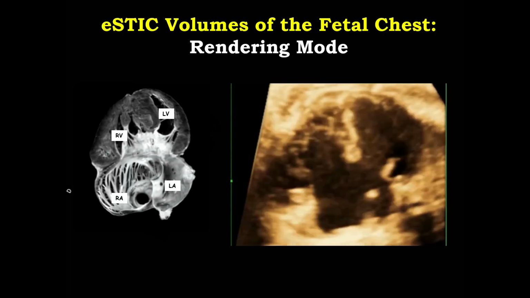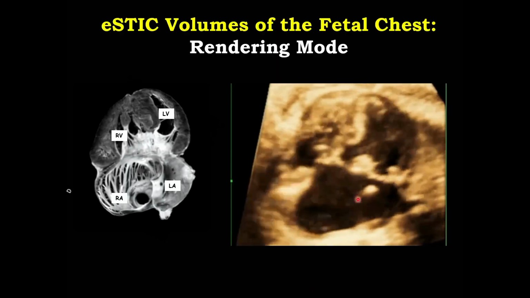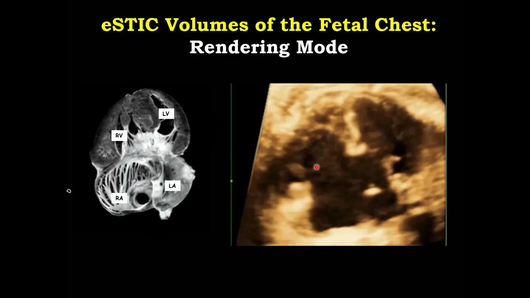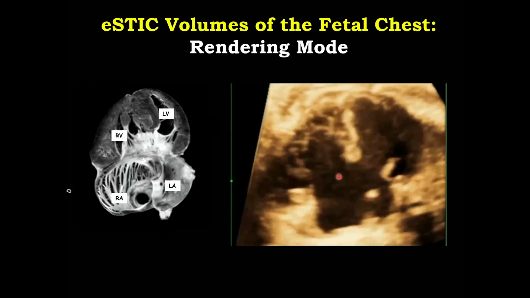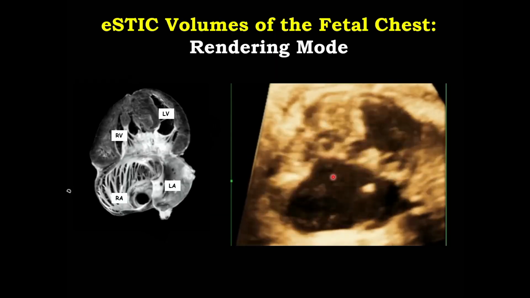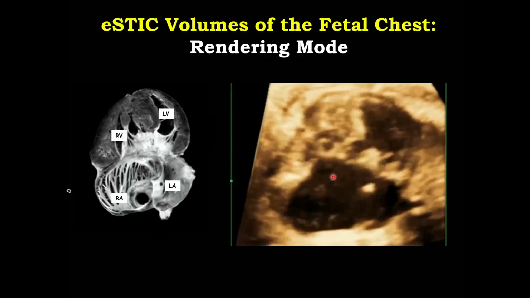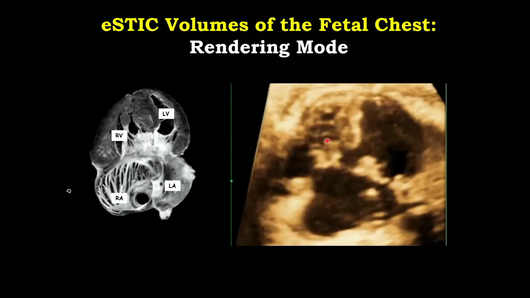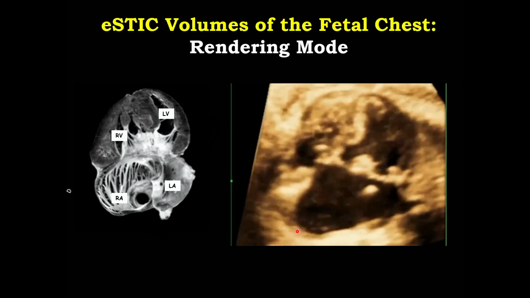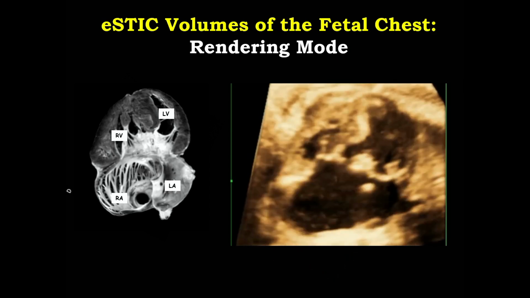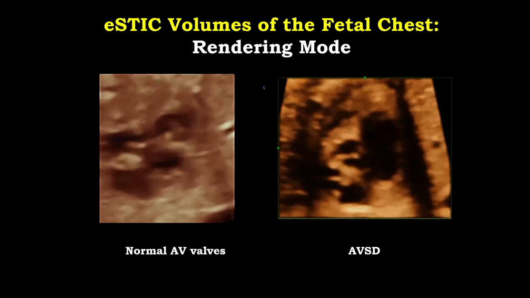We can clearly see using STIC volume imaging how dysplastic those leaflets are, and no wonder that we have such an enlargement of the right atrium. We can clearly see why, because even without using color Doppler, we can see that this common valve is very leaky, and this is what results in this disproportional enlargement of the right atrium. We can assess the morphology of the common valve.